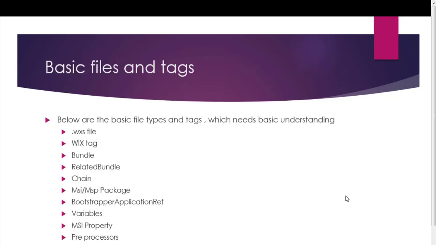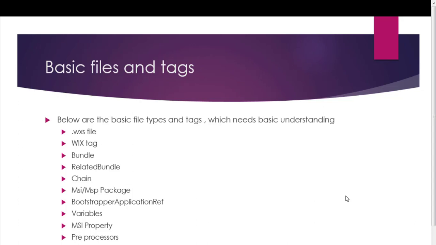So these are the basic file types and tags which need a basic understanding for the further continuation of understanding Wix toolset. As you can see, the first thing we need to understand these things. These are .wxs file, Wix tag, bundle tag, related bundle tag, chain, MSI, MSP package, bootstrapper application ref, variables, MSI properties, and preprocessor. If we get the basic understanding of all these things, then we are good to go and able to develop any kind of Windows installers with the help of Wix toolset.